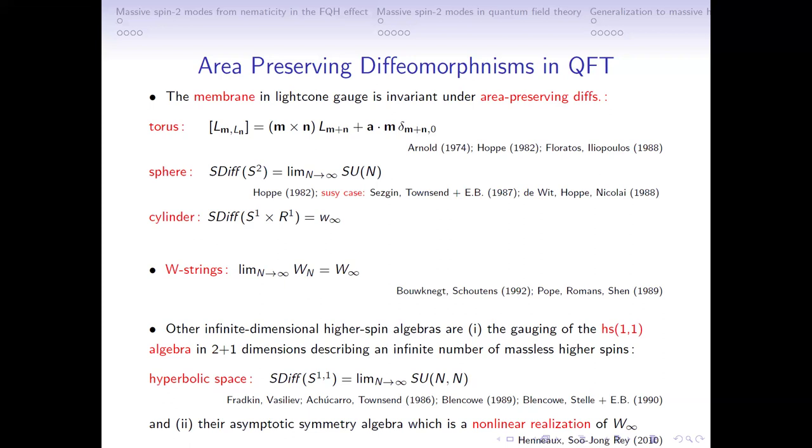And people thought that you have to use these symmetries to get to know things about the spectrum of the membrane. But these area preserving diffeomorphisms depend on the topology. The simplest case people considered in those days was a torus, where m is a two-component vector for the two directions of the torus. Area preserving diffeomorphisms already occur in Arnold's work in fluid dynamics, and this connection with the membrane was realized by Hoppe in his thesis and later also by these people.